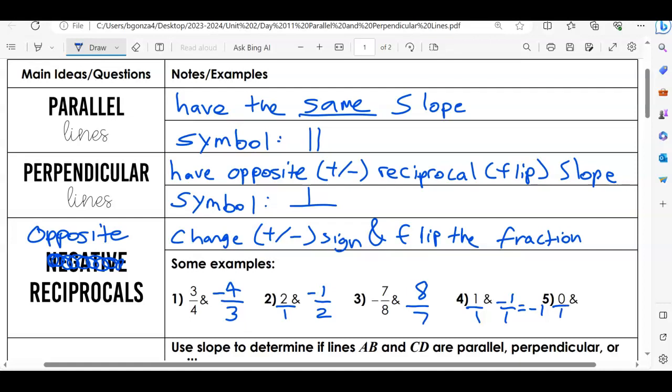0/1, if you flip it over, becomes 1/0. Can you divide by 0? 1 divided by 0. You can never divide by 0. That's why we say, don't even write it down. It's undefined. So 0 and undefined, those are perpendiculars of each other. 0, undefined. Undefined, 0.